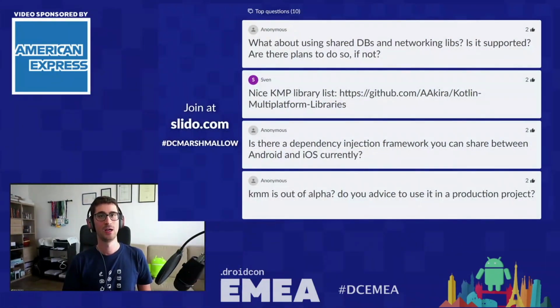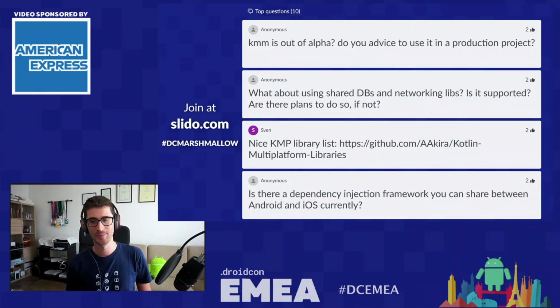Okay, next question. What about using shared DBs and network libs? It is supported. Are there plans to do so? Like the previous question, for shared DB, you can use SQLite, and this is very, very supported, and it works very well. I'm very satisfied with it. And for networking libs, there is Ktor. I used it a year ago for a side project, so I'm not super informed about it, but there is, and it works well.